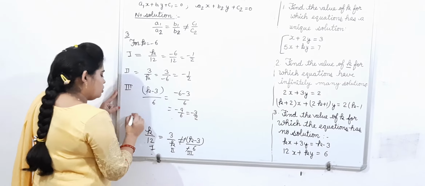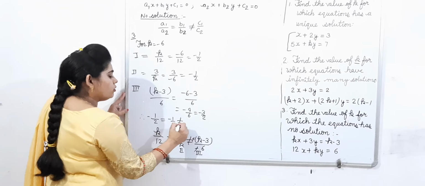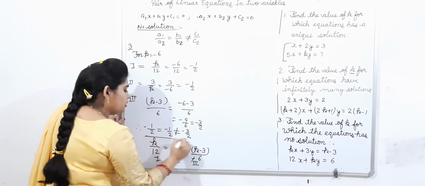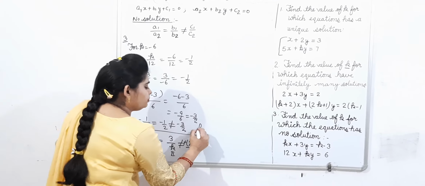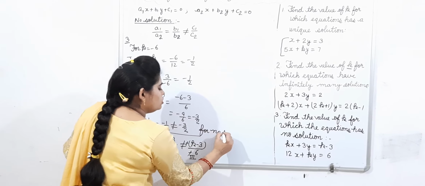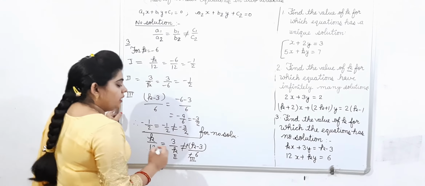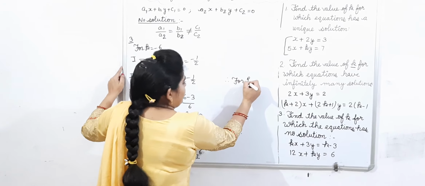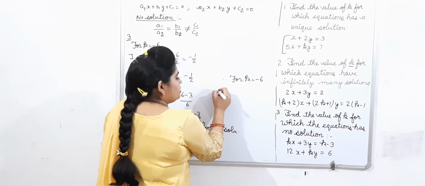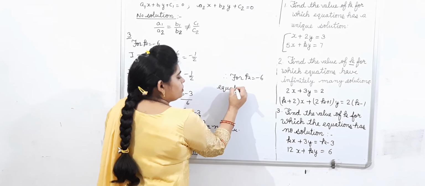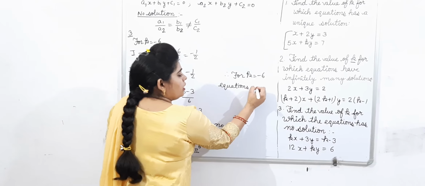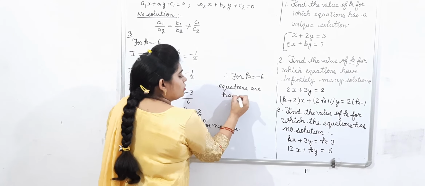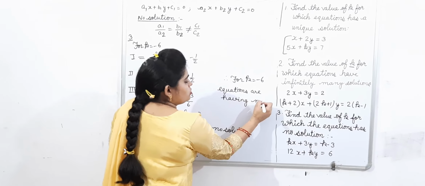So minus 1 by 2 is equal to minus 1 by 2 not equal to minus 3 by 2, and this is the condition for no solution. Then what will be the answer? So for k is equal to minus 6, the equations are having no solution.